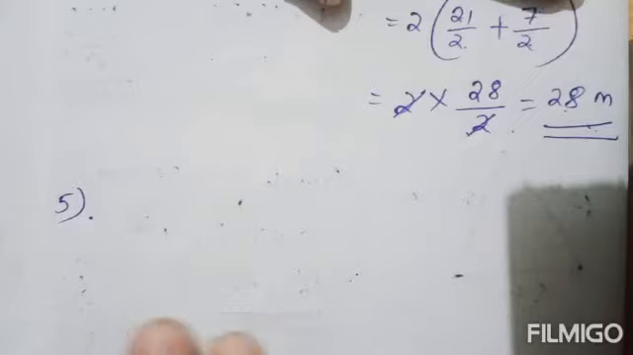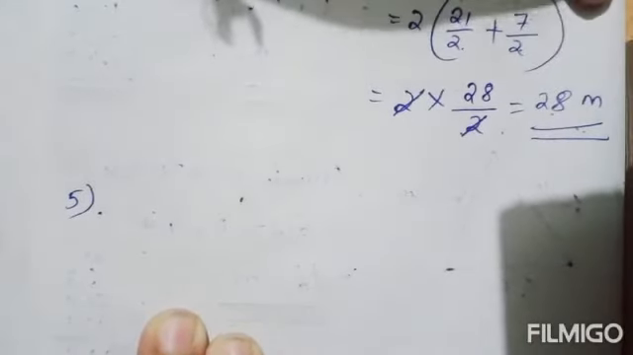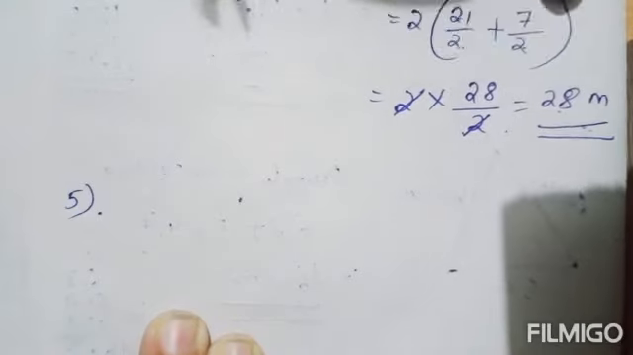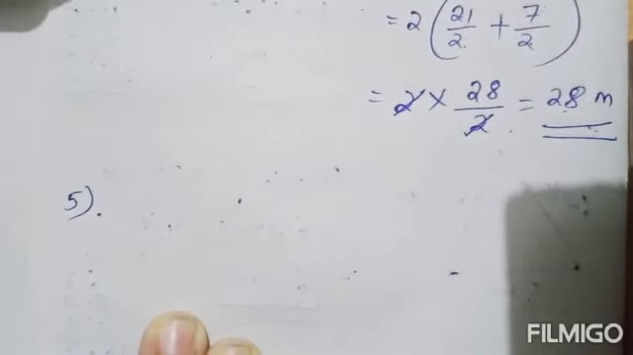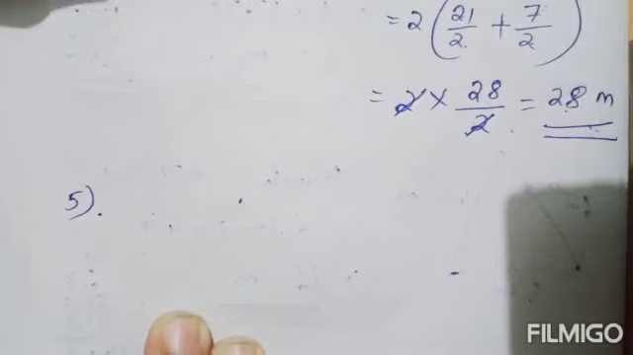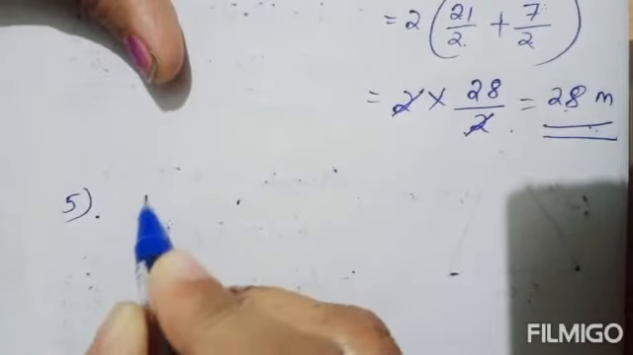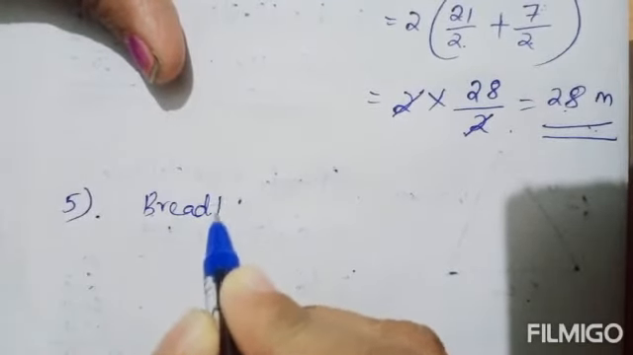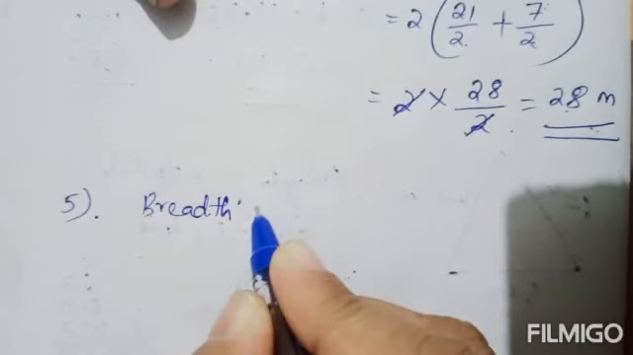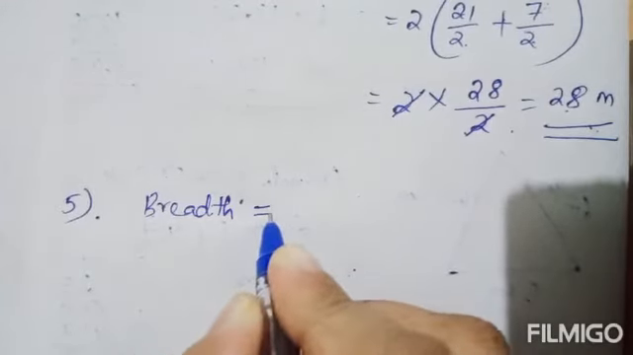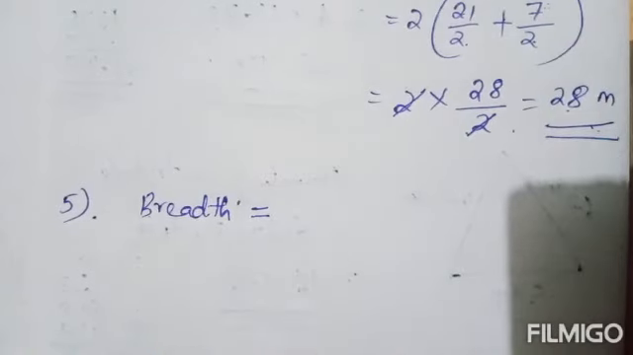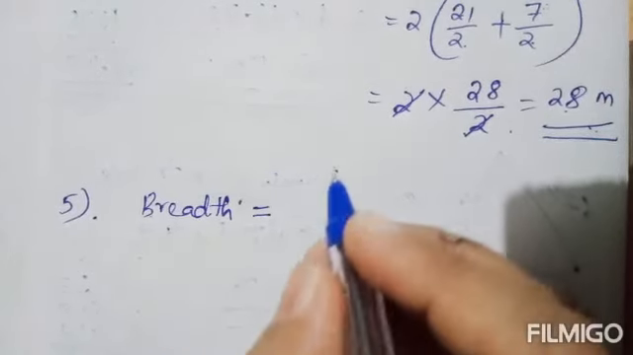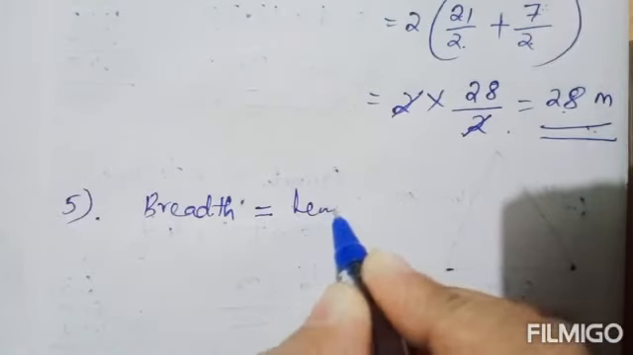Next, fifth question. The breadth of a rectangular garden is 6 meter less than its length. If the length of the garden is 30 meter, find the perimeter of the garden. So here in the question it is given that the breadth of a rectangular garden is 6 meter less than its length, that is, length minus 6 you can write.